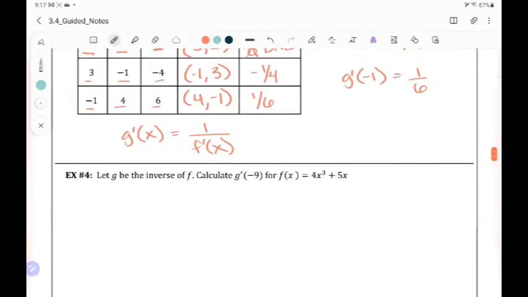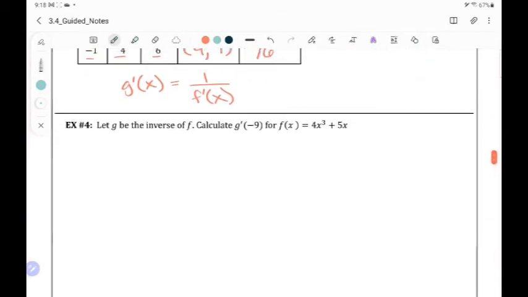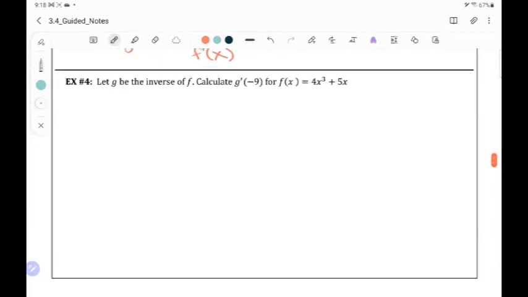Let's keep going. Now in this next question, it's sort of like an FRQ, but we're going to do our best to show our work and write it out.